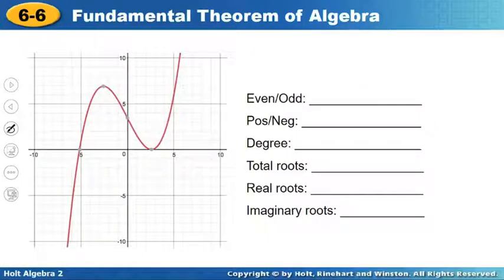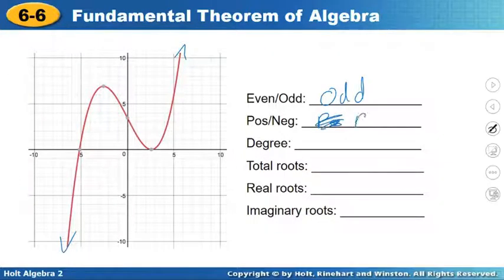Even or odd. This one is an odd function because it's going down on the left and up on the right, so opposite directions. And it's positive because it's going down on the left and up on the right. Should really make words look better. Positive. Degree, definitely a degree of 3. It means it has 3 roots. And very similar to the previous one we looked at. How many real roots does it have? How many imaginary? It has 3 in total.